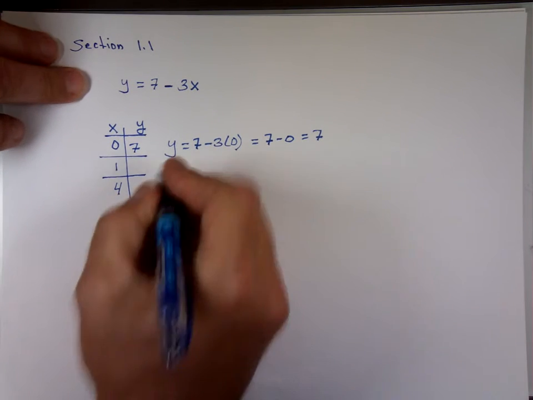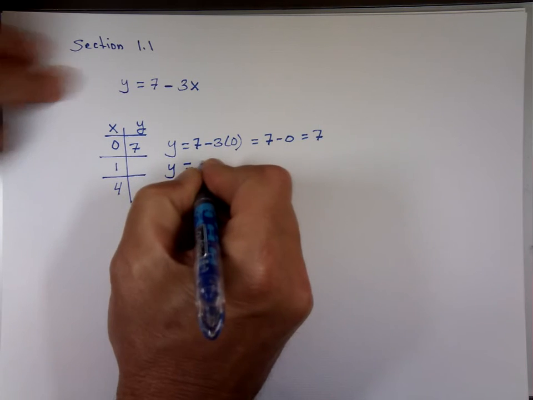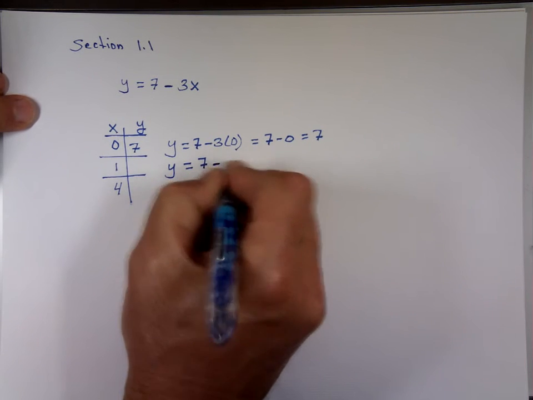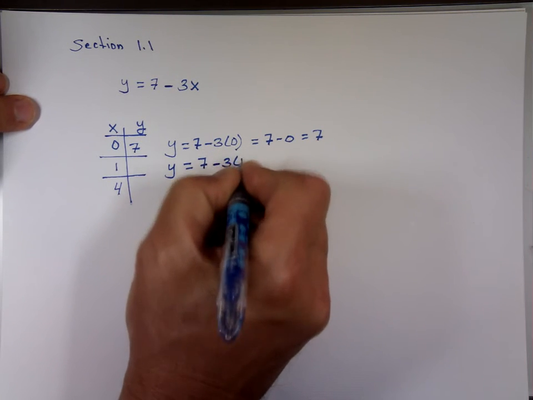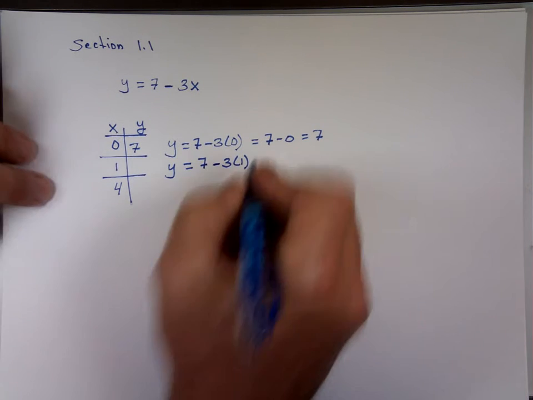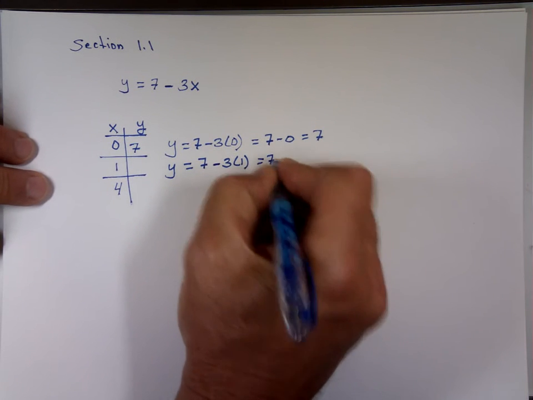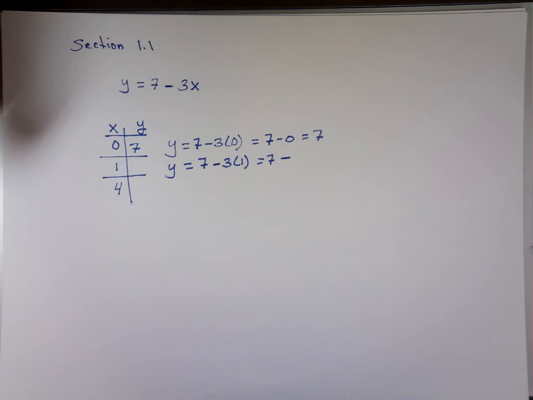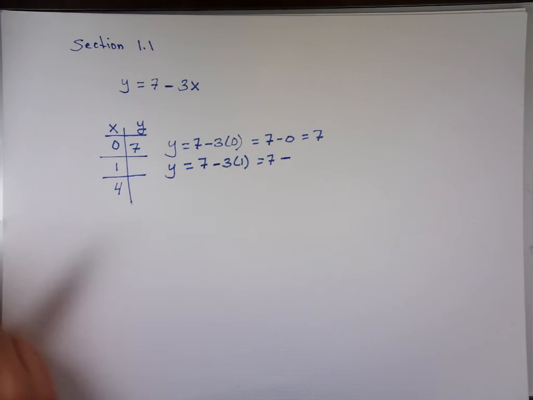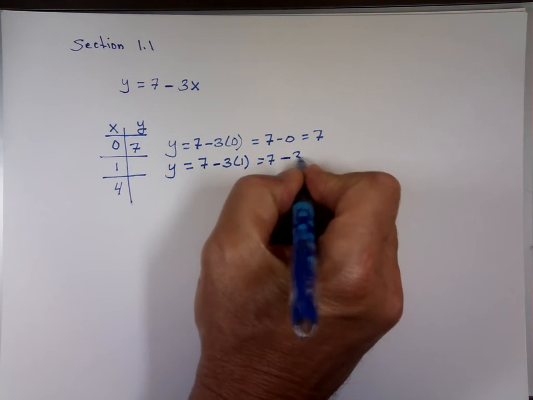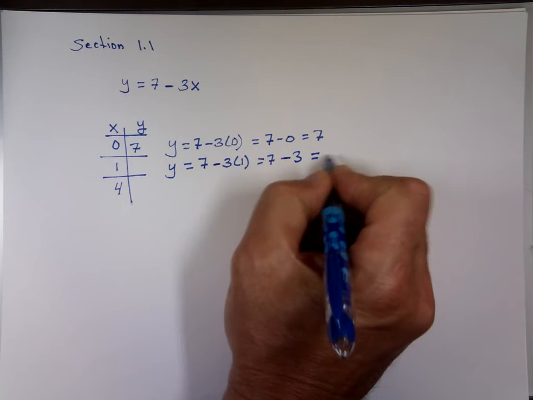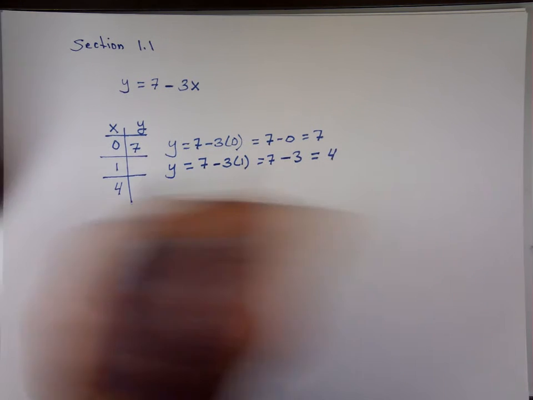When x is 1, y is what? 7 minus 3 times 1. Remember order of operation, you do the multiplication first. 3 times 1, you got to do that first. That's a 3. And 7 minus 3, which is what? 4.